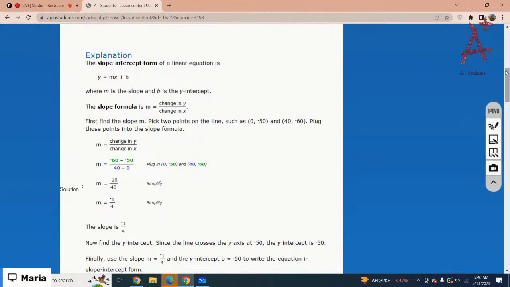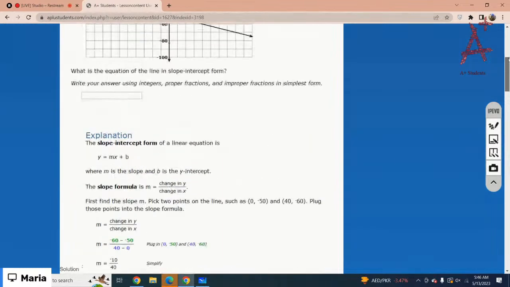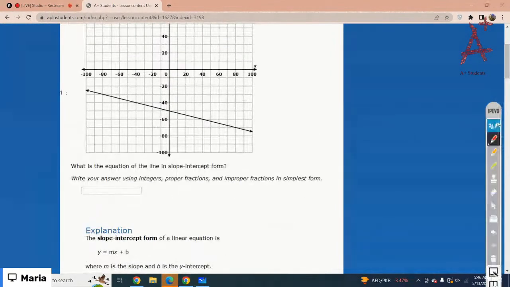Got it? You can find the slope using any 2 points on the graph. Let me find 2 points here on the graph. Let's suppose here is the one point and here is the other point. You can use these 2 points to find the slope. The coordinates are: x is 0 and y is negative 50, and here x is 40 and y is negative 60.